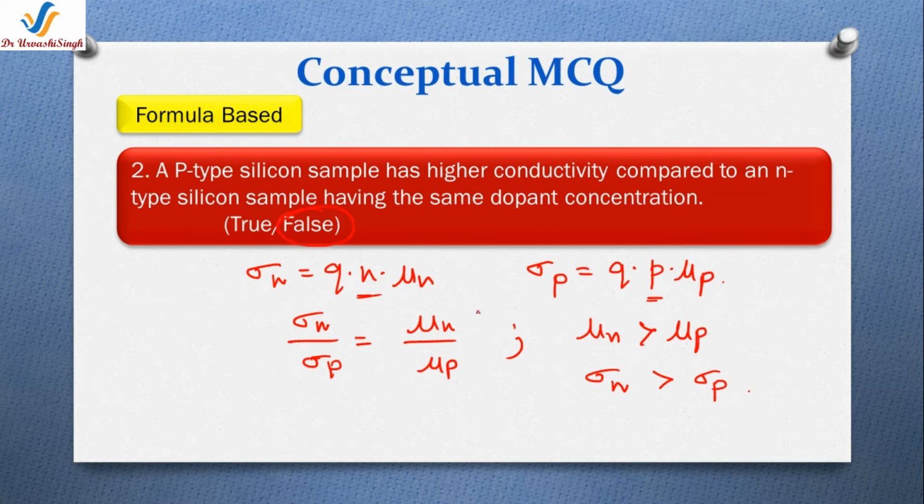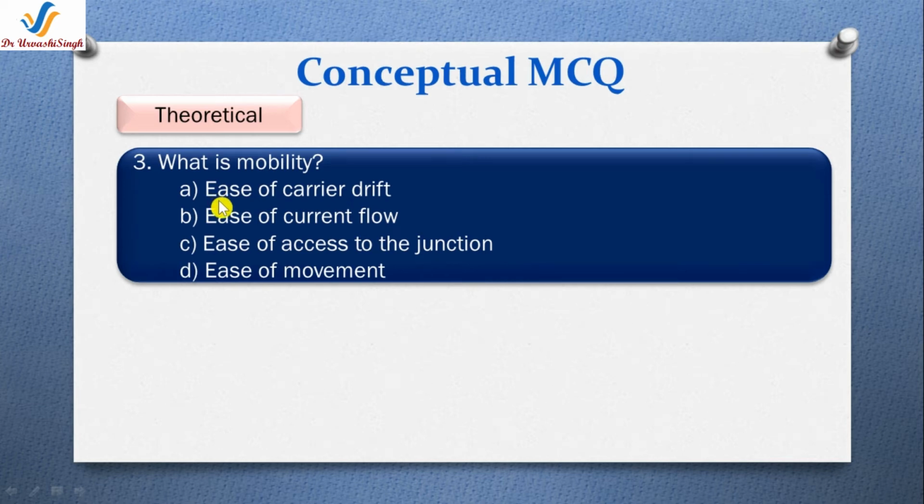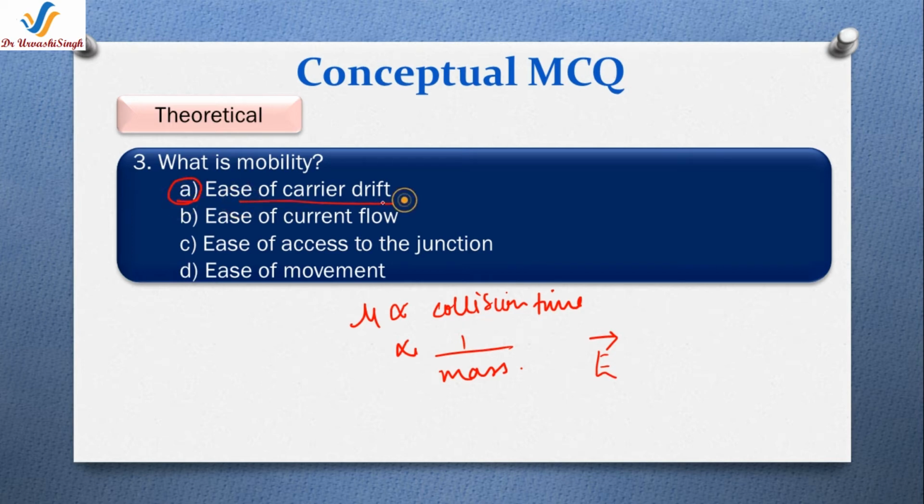Now the third question is, what is the mobility? Options: A is of carrier drift, A is of current flow, A is of access to the junction, or A is of movement. So mu is directly proportional to the collision time and inversely proportional to the mass of the carrier, and thus on application of an electric field it becomes easier for the carriers to drift. So the answer is option A, ease of carrier drift.